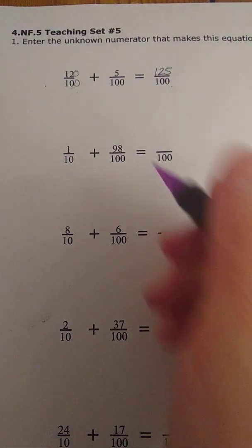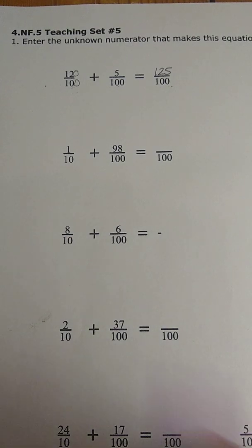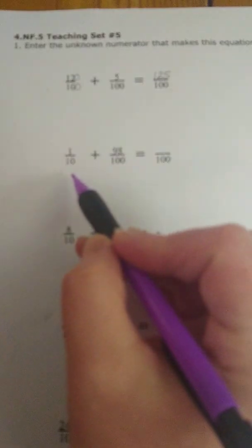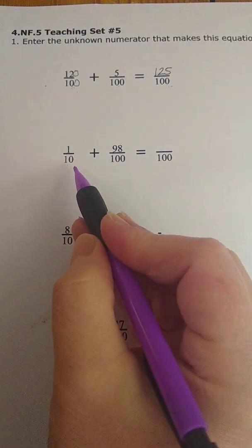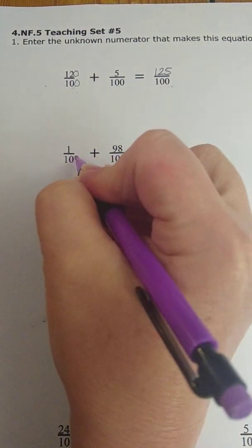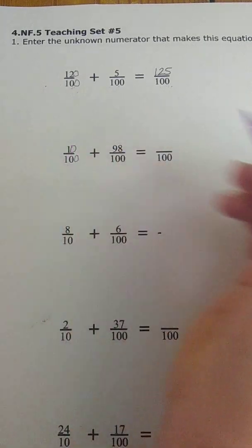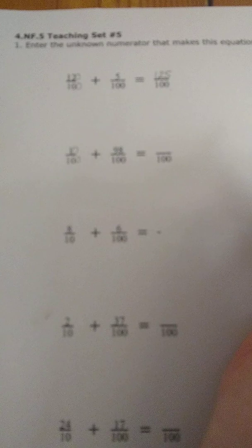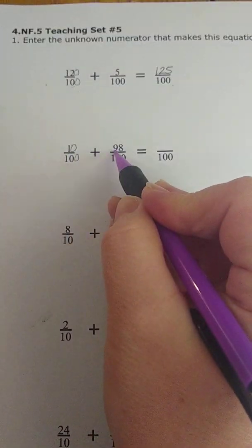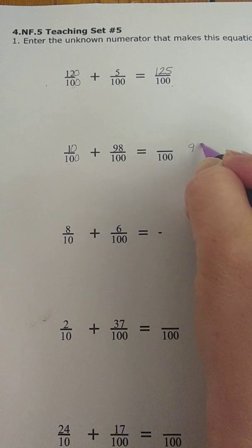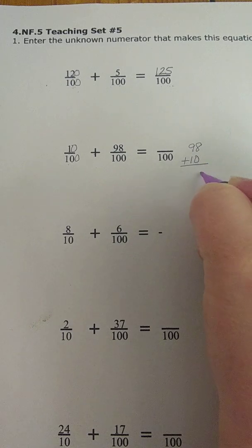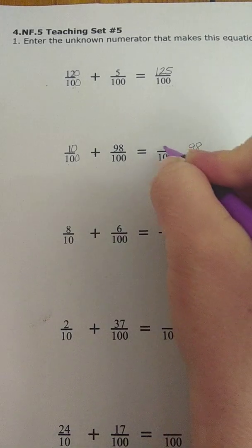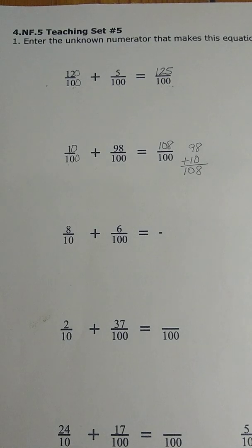And then I'm going to go down just because then I don't have to move my paper so much. Okay, so looking at this one, it is 1/10. We need to get it to hundredths. So again, multiplying the denominator by 10 and the numerator by 10. So adding a 0 because it bumps that place over. So 10 plus 98. If you needed to, you could stack them over here. 98 plus 10. 8 plus 0 is 8. 9 plus 1 is 10. So 108 100ths.